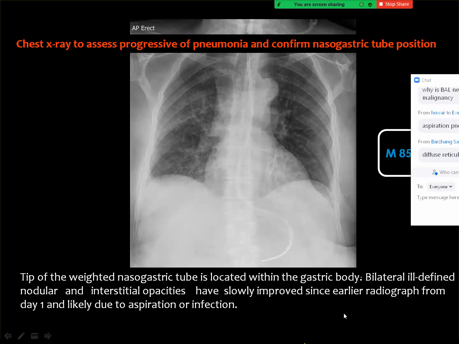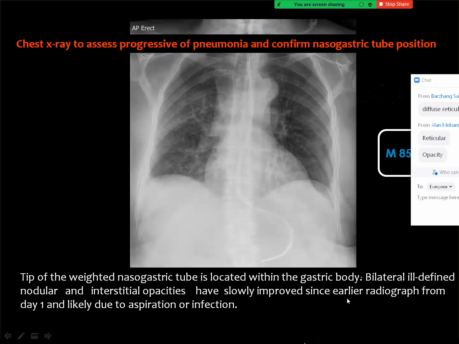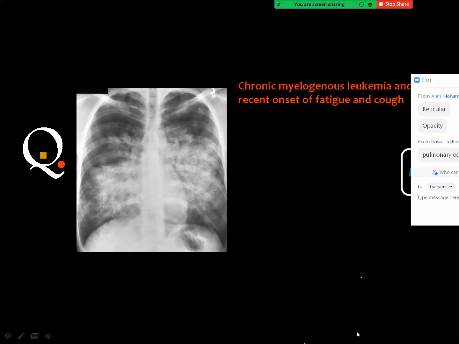Yes, and this is reticulonodular opacities, which are considered in most of the cases, because of the presence of a nasogastric tube, due to aspiration pneumonia. You know that even in the presence of a nasogastric tube, the patient is prone to develop aspiration pneumonia. And if you see such reticular opacities, especially in the right lung or in the base of the right lung, you should consider this possibility.